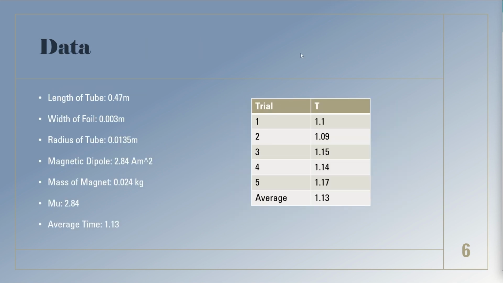So here is our data. The length of the tube was 0.7 meters. The width of the foil was 0.003 meters. The radius of the tube was 0.0135 meters. The magnetic dipole was 2.84 from lab 3. The mass of the magnet was 0.24 kilograms. Mu was 2.84. And our average time was 1.13.